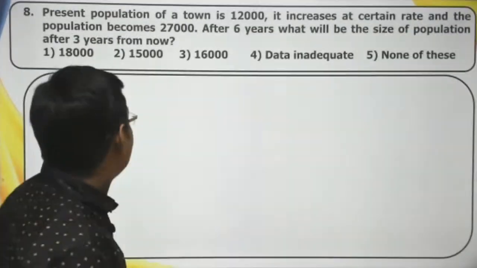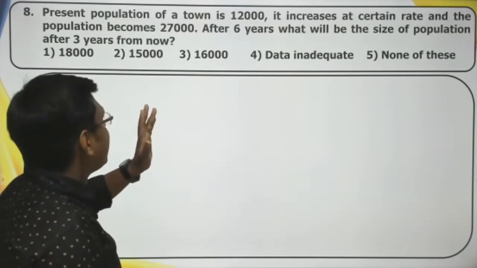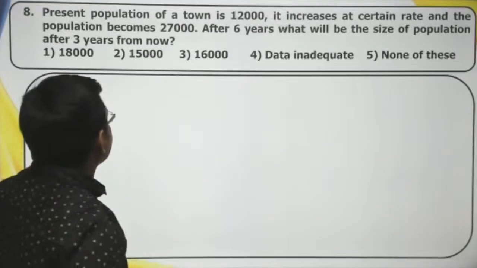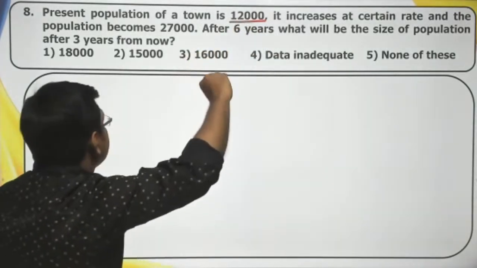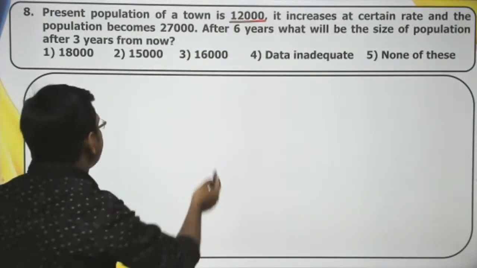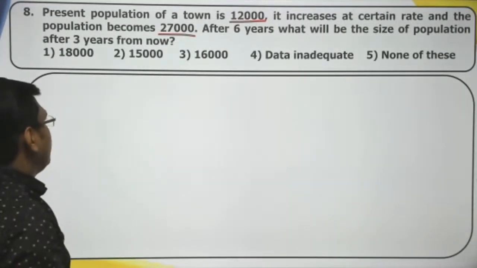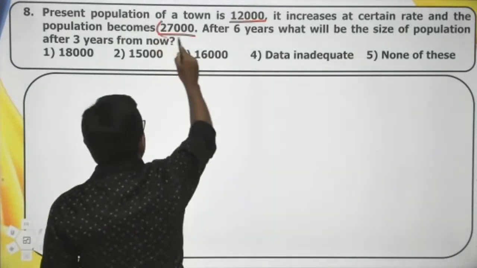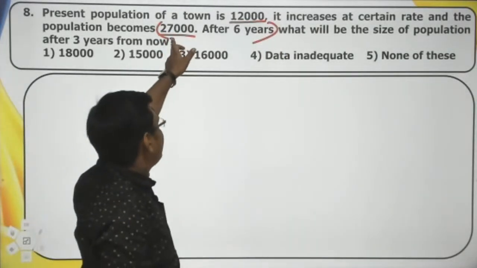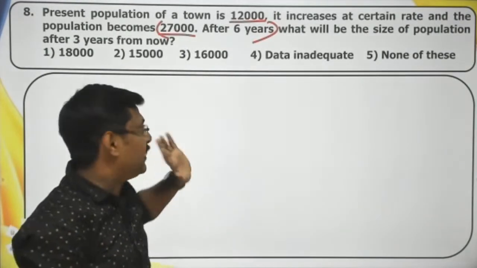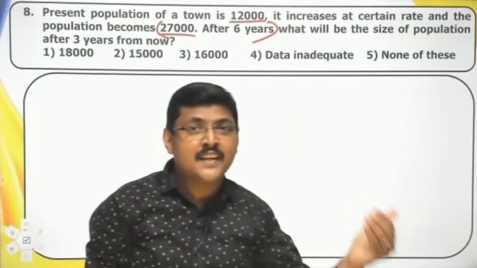So I am reading that question, listen carefully. Present population of a town is 12,000. It increases at a certain rate, that rate is unknown, and the population becomes 27,000 after 6 years. What will be the size of the population after 3 years from now? So we should remember that this 27,000 is the amount after 6 years. That means this 12,000 amounts to 27,000 in 6 years. And we require the population after 3 years.